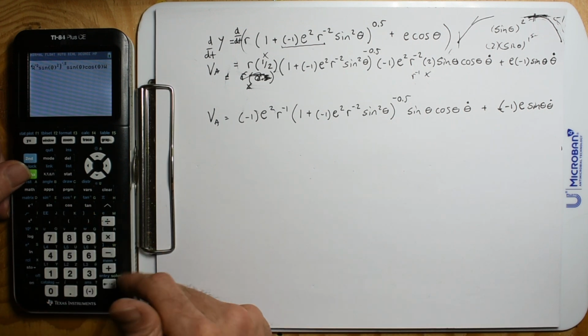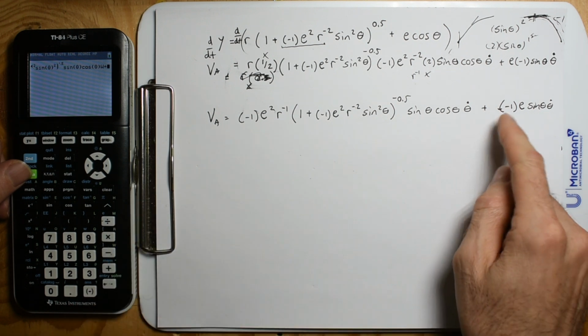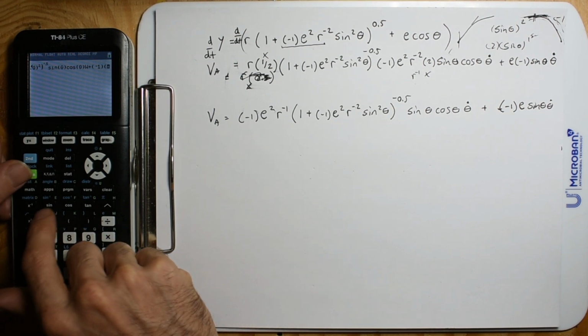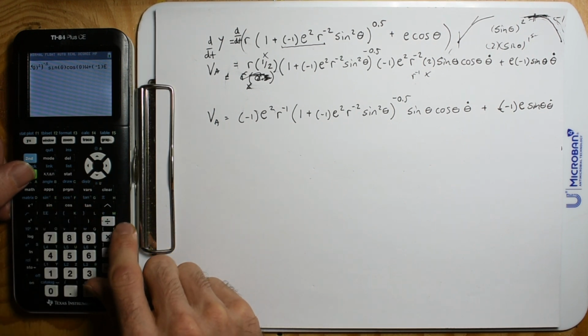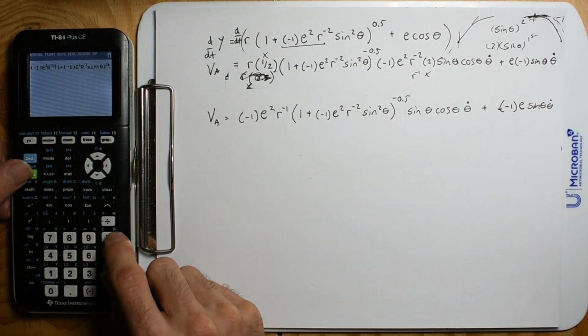Theta dot in my calculator is omega, or w. I didn't show you that. But now we're on to the next term. Plus -1 alpha. Oh, don't need parentheses. Sine theta and then omega.